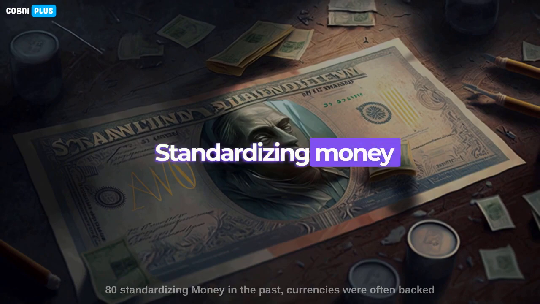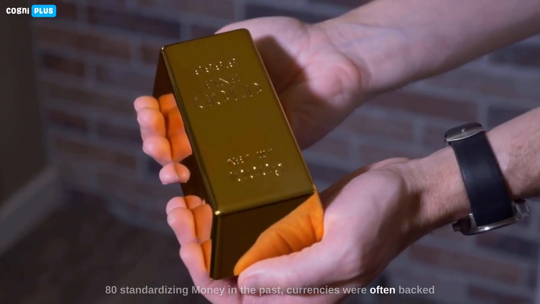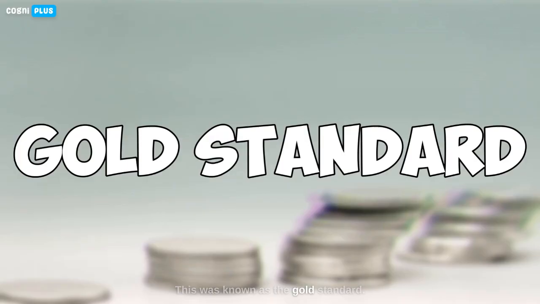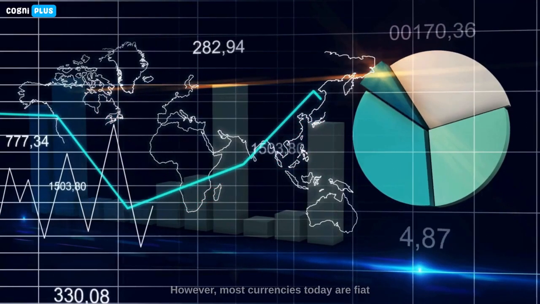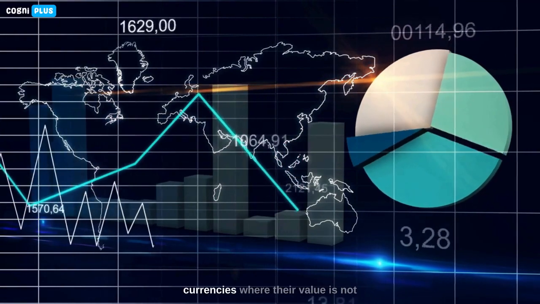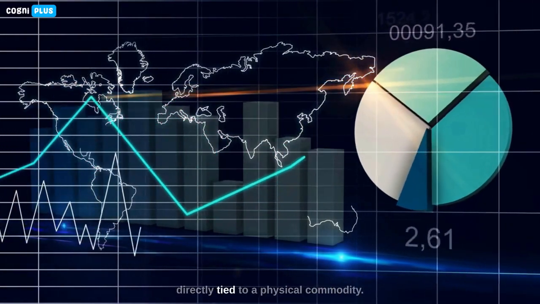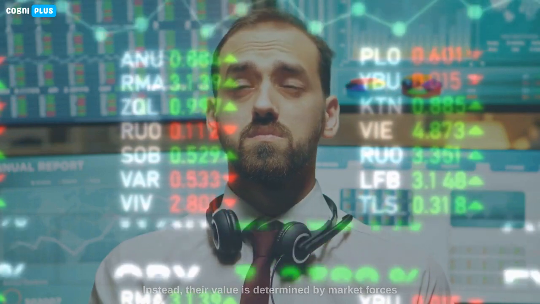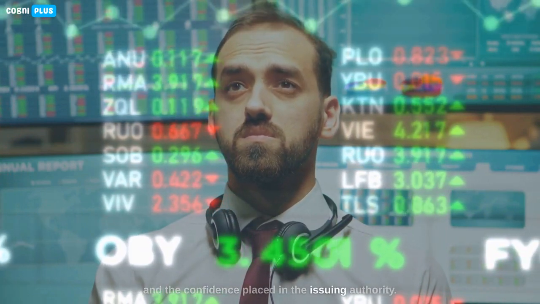Standardizing money. In the past, currencies were often backed by gold or pegged to a fixed exchange rate. This was known as the gold standard. However, most currencies today are fiat currencies, where their value is not directly tied to a physical commodity. Instead, their value is determined by market forces and the confidence placed in the issuing authority.